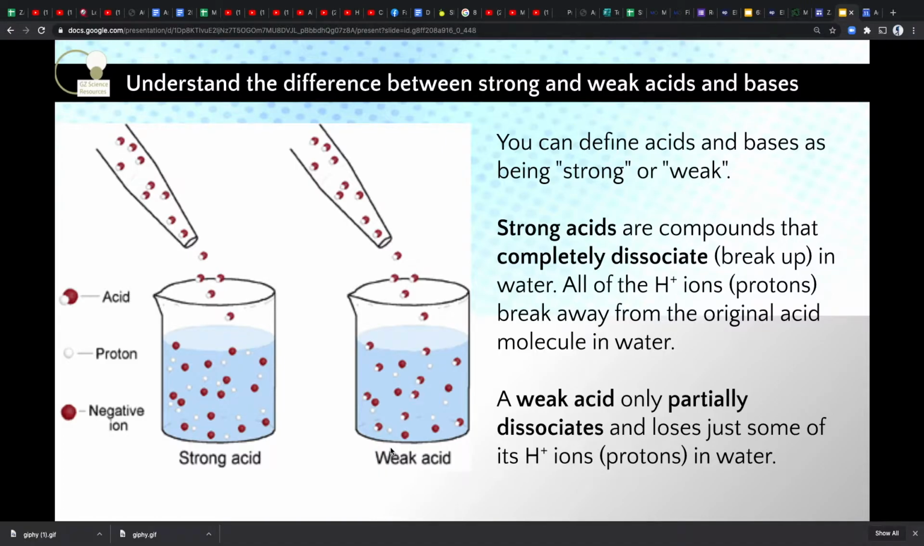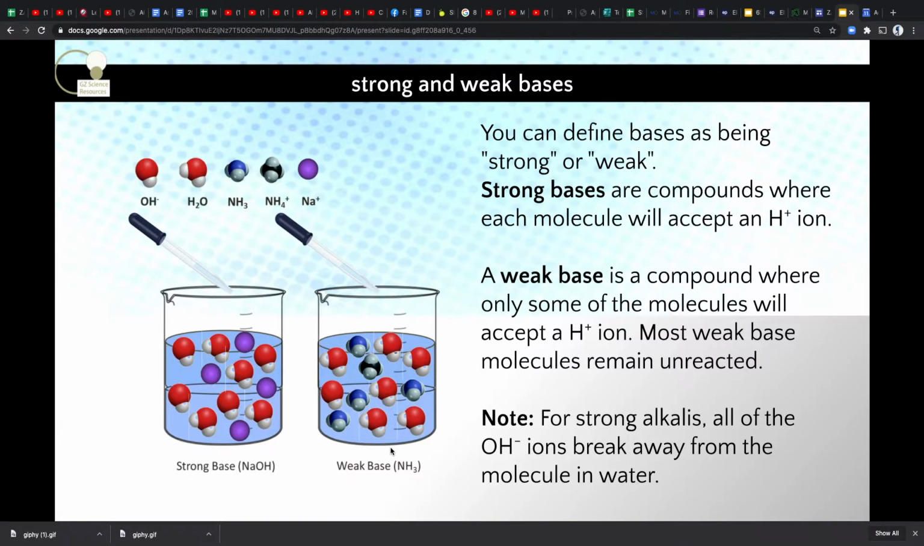Cool. Moving on. What about strong and weak bases? Strong bases are compounds where every molecule accepts a hydrogen ion. And weak bases are compounds where only some molecules will accept an H plus ion. Just to double check, when you're writing the equation for the weak ones, it's always an equilibrium, because it only partially dissociates. So if I ever put a forward arrow on anything in this unit, ask me why I did that.